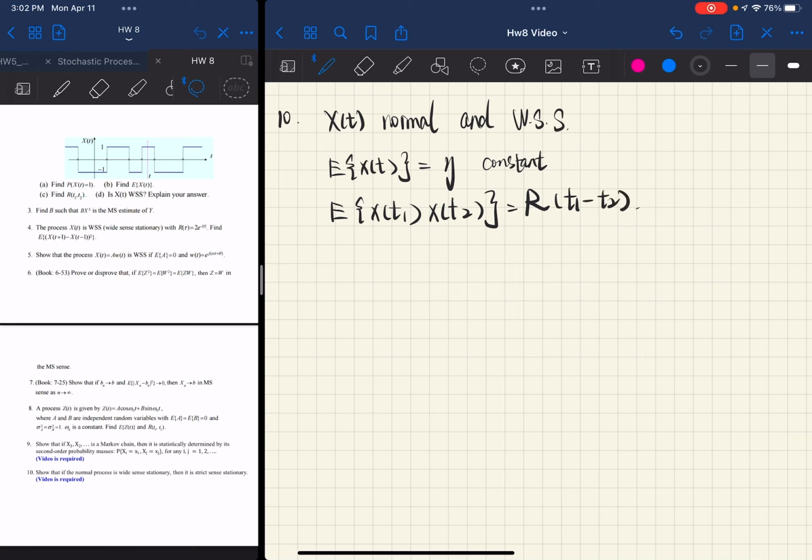And because X(t) is normal, we have the density function f_X(x, t). It equals this formula. It is the property of the normal distribution.